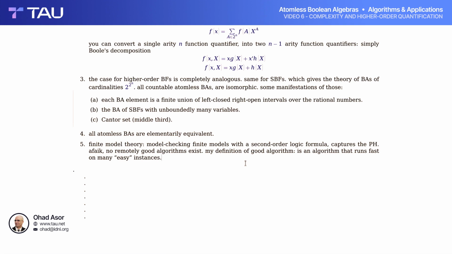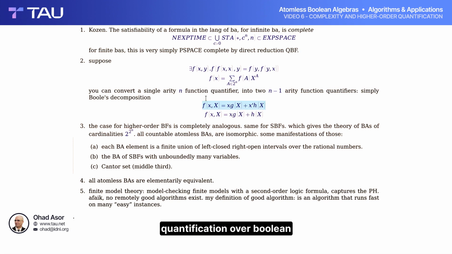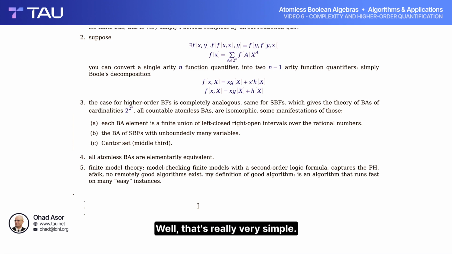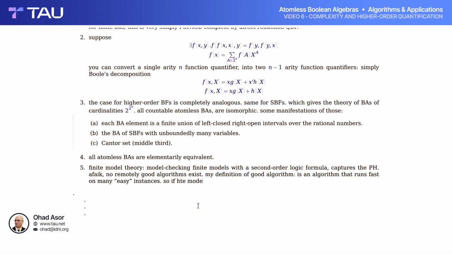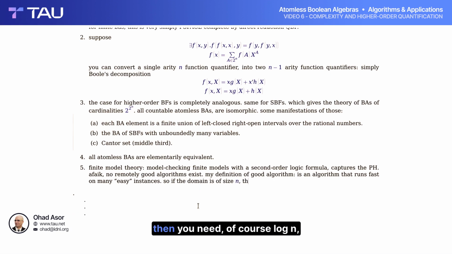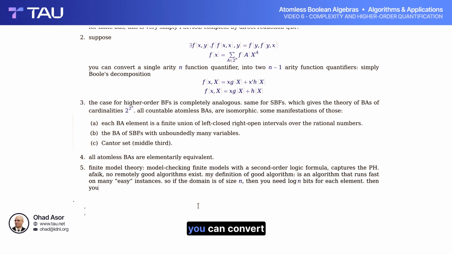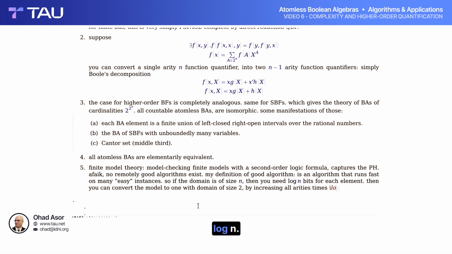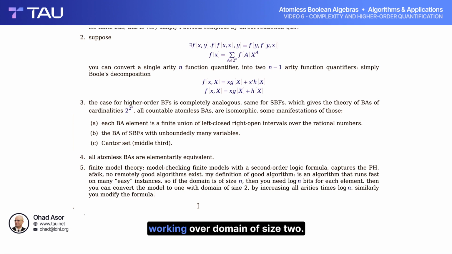Now, I will show you why the above quantifier elimination method for quantification of Boolean functions, when we do it step by step and not paying the full exponential price immediately, is a good algorithm for this very problem of finite model checking of second order logic. Well, that's really very simple. If the model is of size n, the domain in the model, then you need, of course, log n bits for each element. Then you can convert the model to one with domain of size 2 by increasing all arities times log n. Similarly, you modify the formula. Yes, you increase the arities and you make the formula suitable for working over domain of size 2.